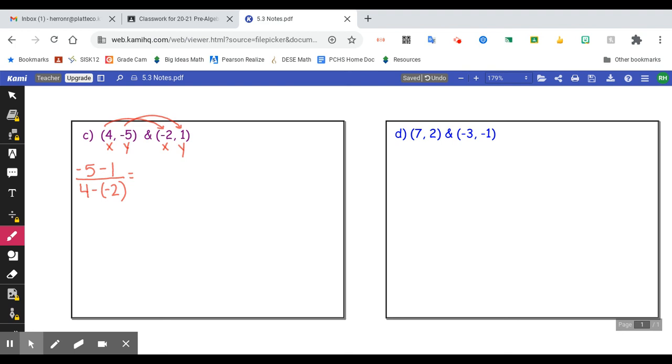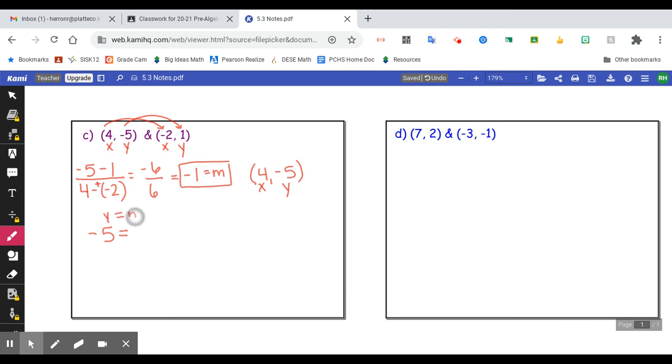Let's subtract. -5 minus 1 is -6. -4 minus -2 gives you a plus, which is 6 again. -6 over +6 equals -1, and that's my slope. Okay, again, here's my point: 4, -5. There's my x and my y. So I've got -5 equals m.